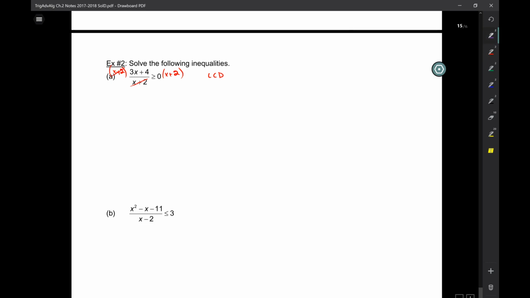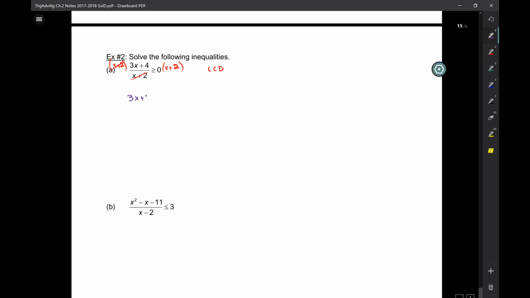Okay, so we're going to get 3x plus 4 is greater than or equal to 0 times that is just 0. 3x is greater than or equal to -4. X is greater than or equal to -4/3.